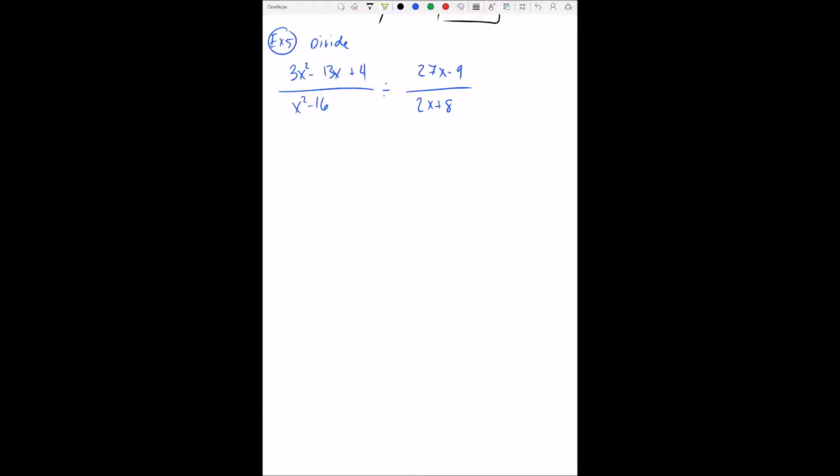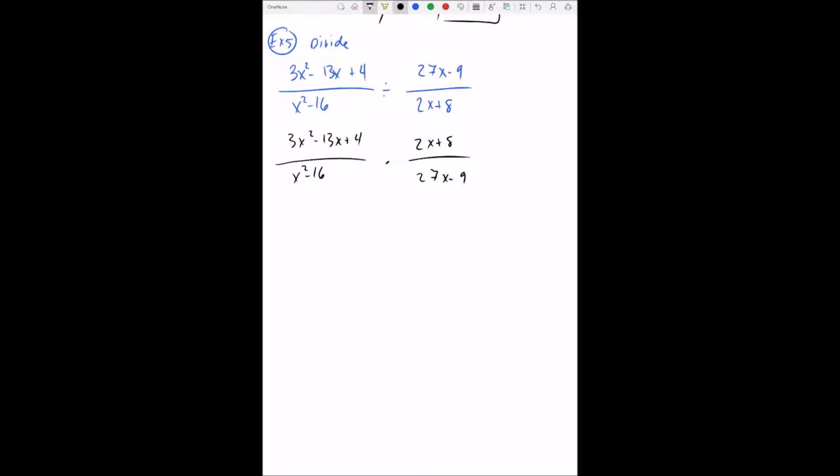Alright, so last example. The first thing we want to do is flip everything. Flip our second fraction. So we'll have 3x squared minus 13x plus 4, x squared minus 16 times 2x plus 8, 27x minus 9. Alright, so once we flip it, we are good to factor.